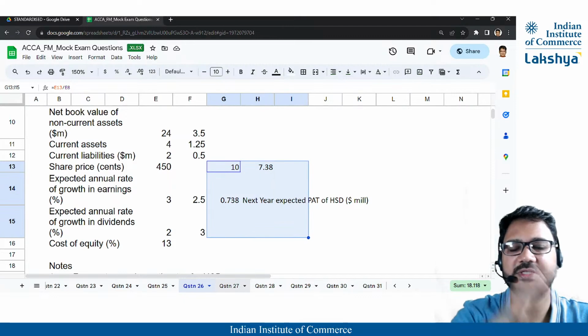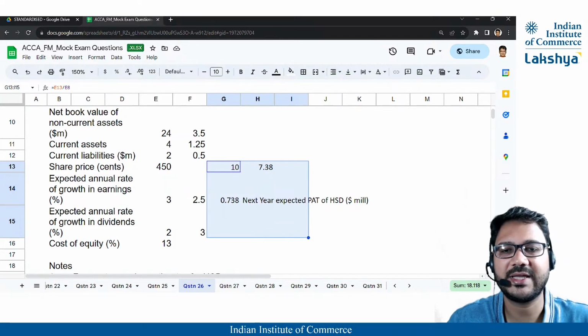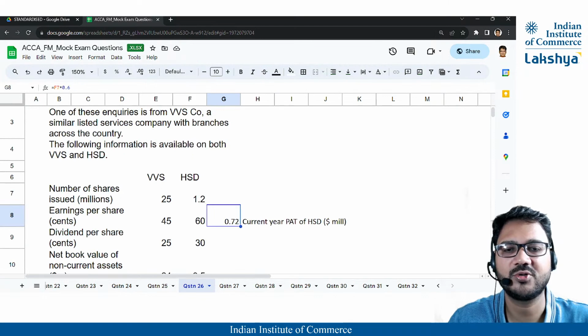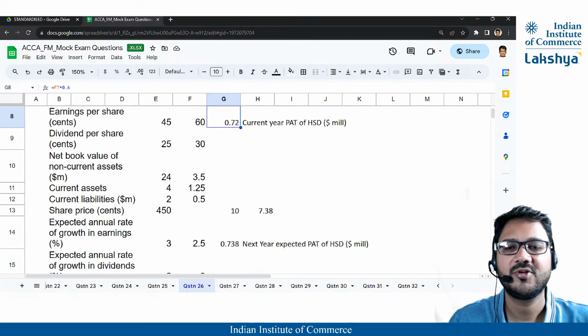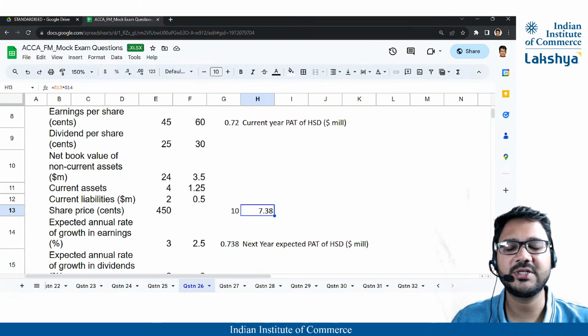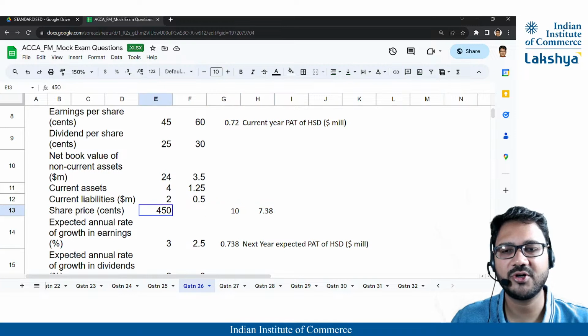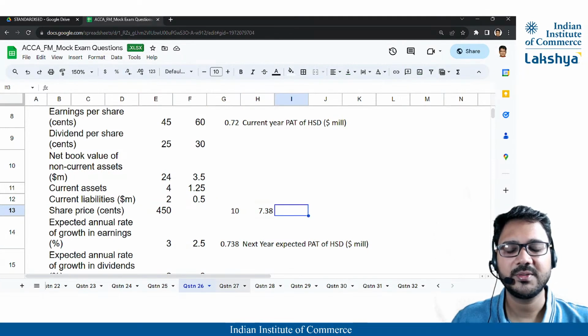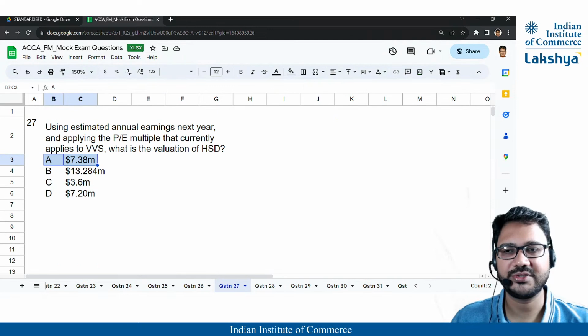Okay, leave it. You can always refer to it. You understood how I did the calculations, right? First I found the total profits, then I added the growth to the profits, so I arrived at the estimated profits next year. Then with the PE multiple, price to earnings, we multiply the PE ratio of VVS by the earnings to get our company's valuation. So that's $7.38 million.